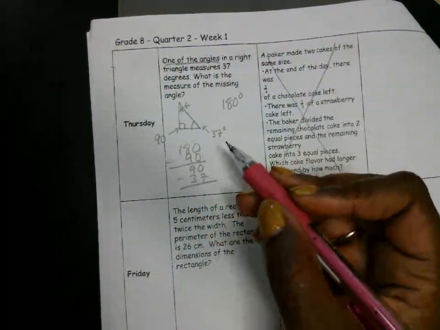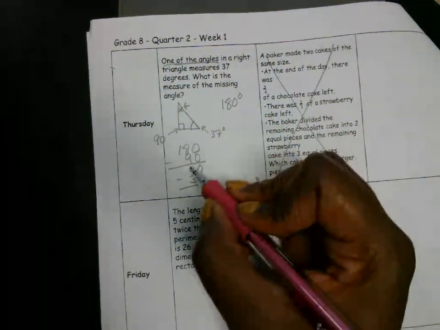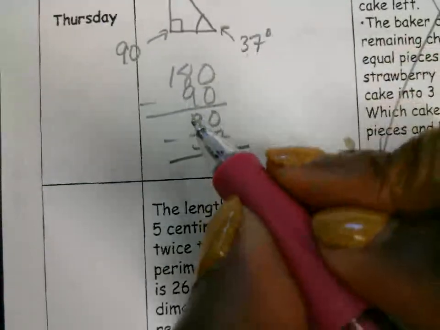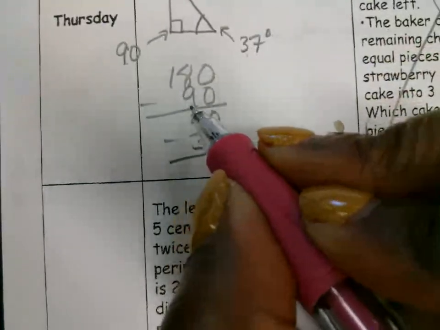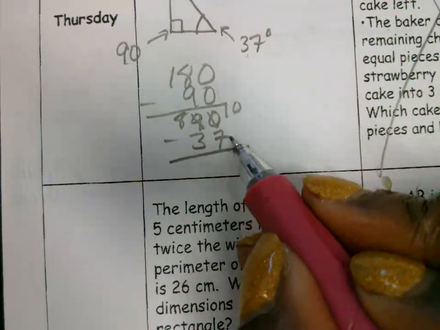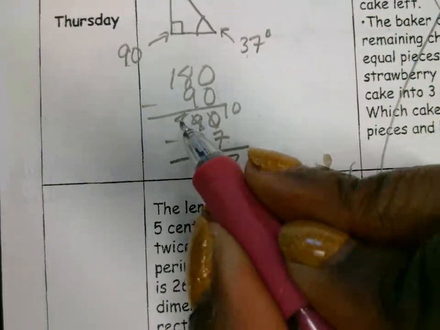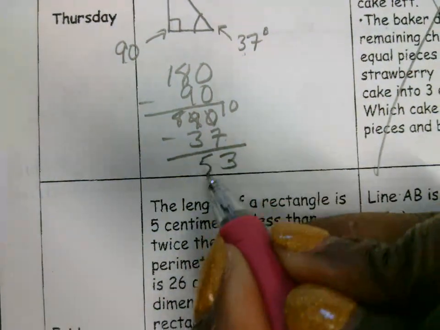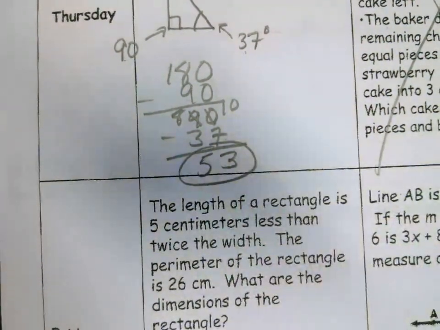Okay, let's decompose this number. Some people say borrow. All right, so this is going to give me 8 here. 43. Very good. Okay, this is 3 here. What is not 43, but 53? It's 53 degrees.